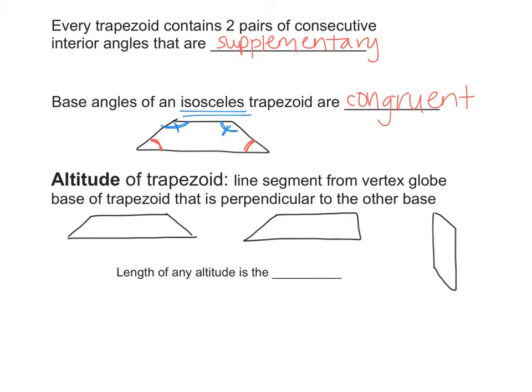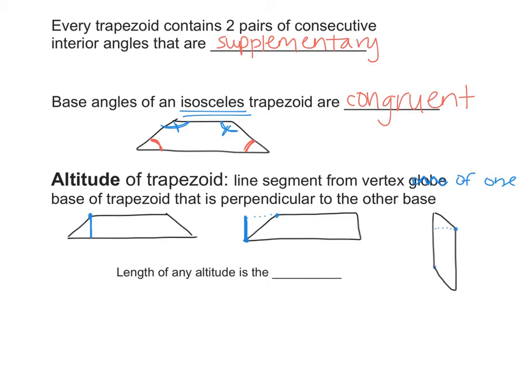An altitude of a trapezoid is the line segment from the vertex of one base of the trapezoid that is perpendicular to the other base. So if I'm here at a vertex, the altitude is just going to be dropped straight down. The altitude here could be drawn out to there. If you wanted to extend it from this vertex, we could do it across.